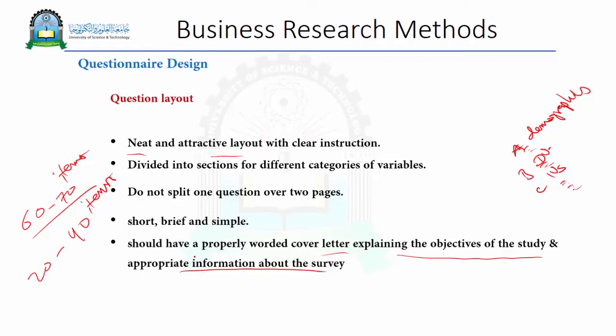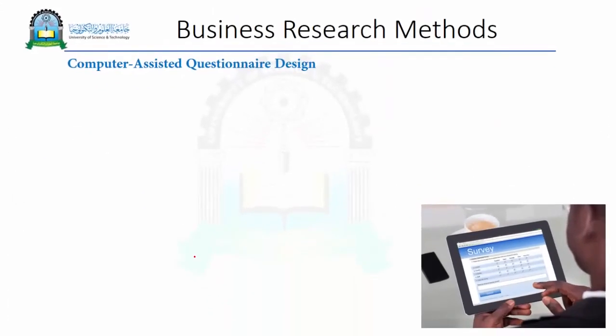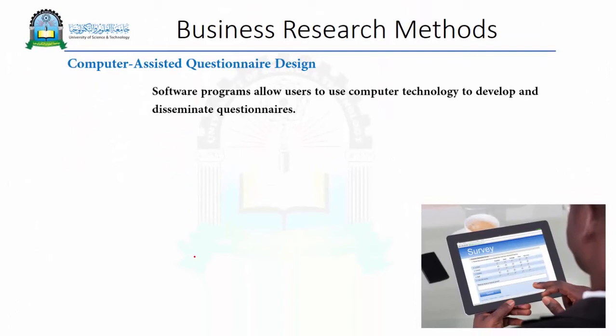And this one is going to be encouraging to the respondents. There are some other types of the questionnaire, which is electronic. Some software programs can help in designing the questionnaire and in distributing the questionnaire, which is computer assisted questionnaire design. So software programs allow users to use computer technology to develop and disseminate questionnaires.